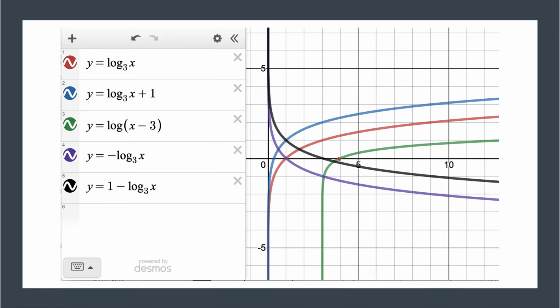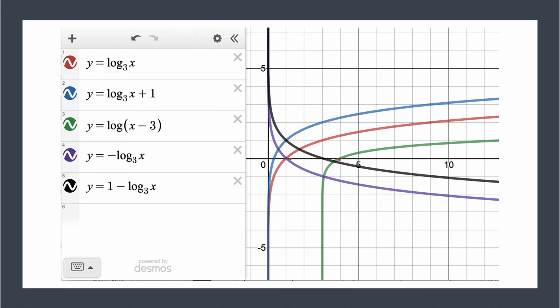But that's what I'm saying: the most important thing is the x-intercept or y-intercept we are looking at in these cases, and how the translation is going to be. Now, for example, we have the purple one, y is equal to minus log base 3 of x. Compared to the red function, this function is reflected over the x-axis. And finally, the black one in this graph, y is equal to 1 minus log base 3 of x.